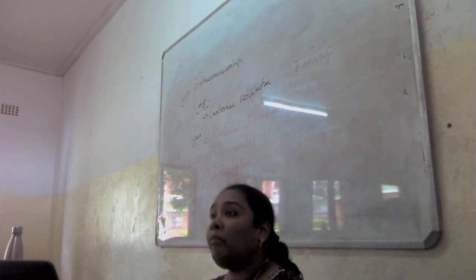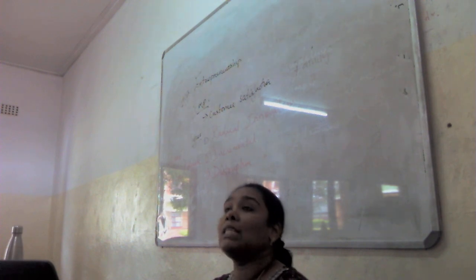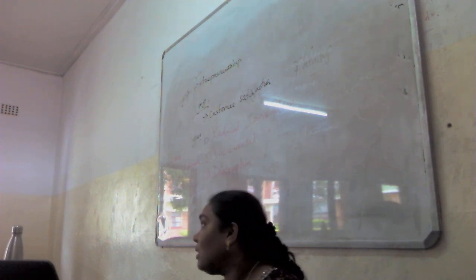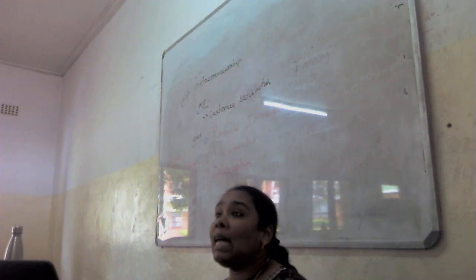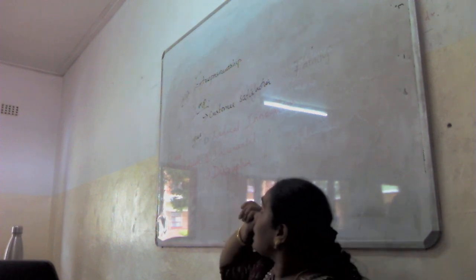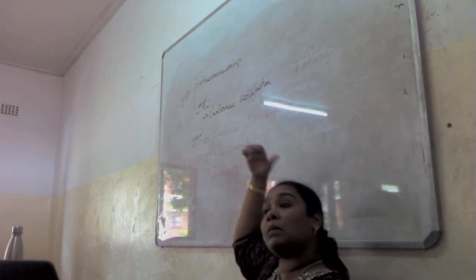So through Netflix, through Instagrams, through Telegrams, we all download movies and we'll watch it. So these are all the examples for innovation. Now you are clear? Yeah. So these are the three types, radical, incremental and disruptive.